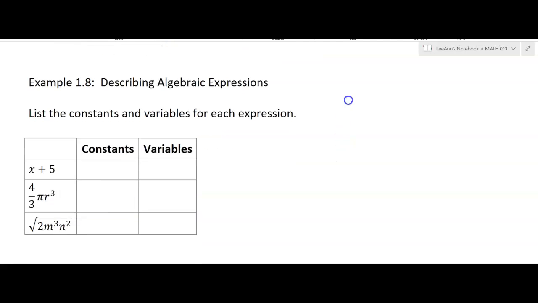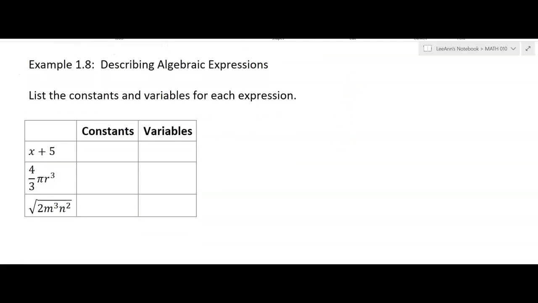Okay, so now they give us a challenge here. They give us some expressions, algebraic expressions. We have to list the constants and the variables. Okay, so the first one, x plus 5. The constant, 5. That's not changing. 5 is a 5. The variable, x.